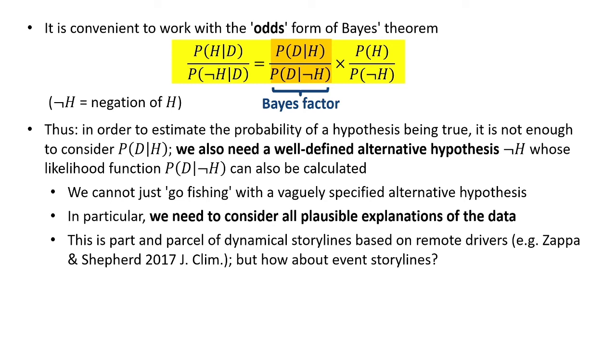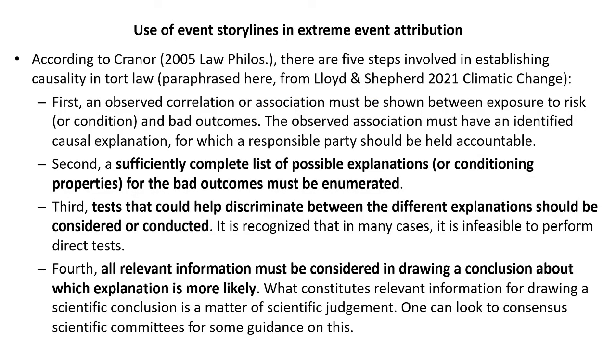Now, there are two kinds of physical climate storylines that have been mainly used in the literature. One is what are sometimes now called dynamical storylines based on remote drivers, for example, the paper with Giuseppe Zappa from 5 years ago. In that case, it's rather clear because you're looking at everything, at least for the CMIP models. But the event storylines are the ones we're mainly talking about here, and it's not obvious how you would do that. So with Lisa Lloyd, we've looked at the way that liability is established in what's known as tort law, which is about damages. We found that this is quite useful. This is another paper with Lisa.